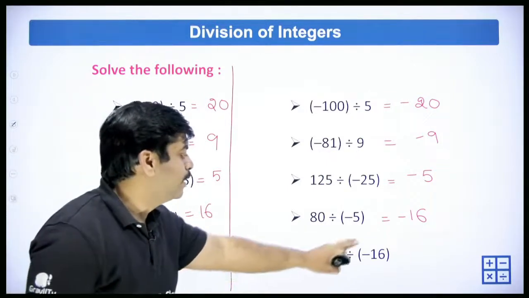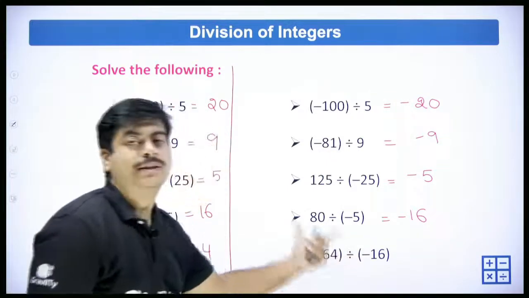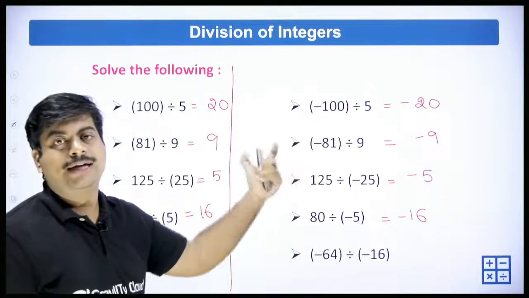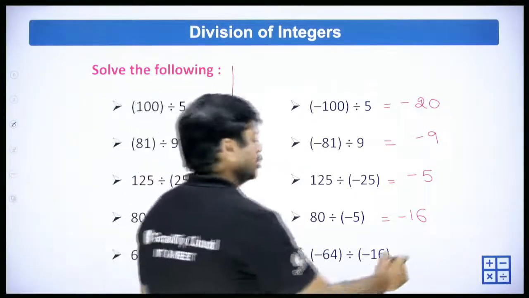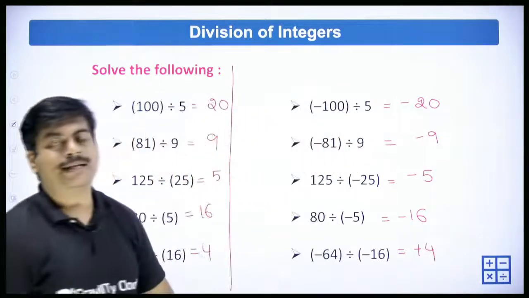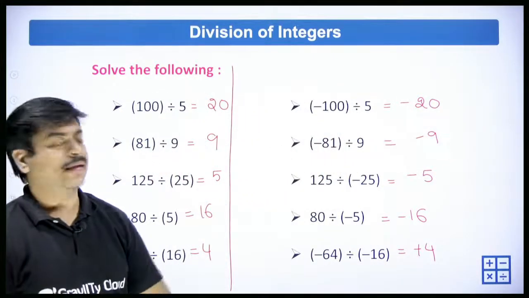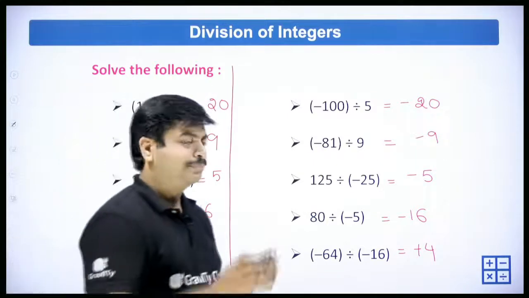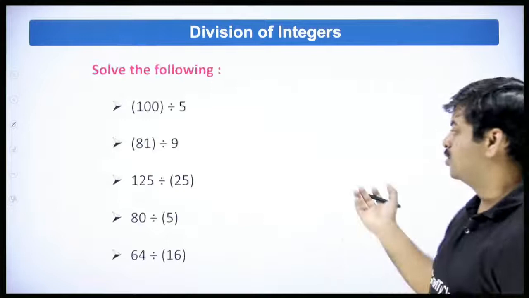Minus 64 divided by minus 16, you have two negatives. Now, negative divided by negative will give you positive. So that is a plus 4. Negative divided by negative is a plus 4, correct? Okay, so let's move forward to the next point. Division is done.